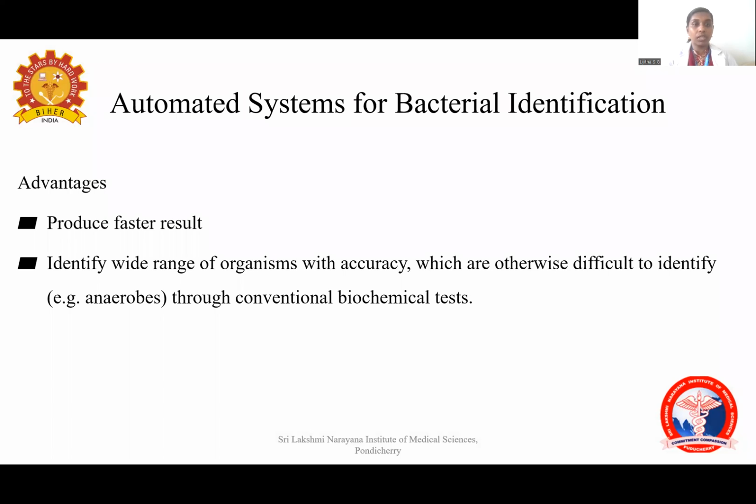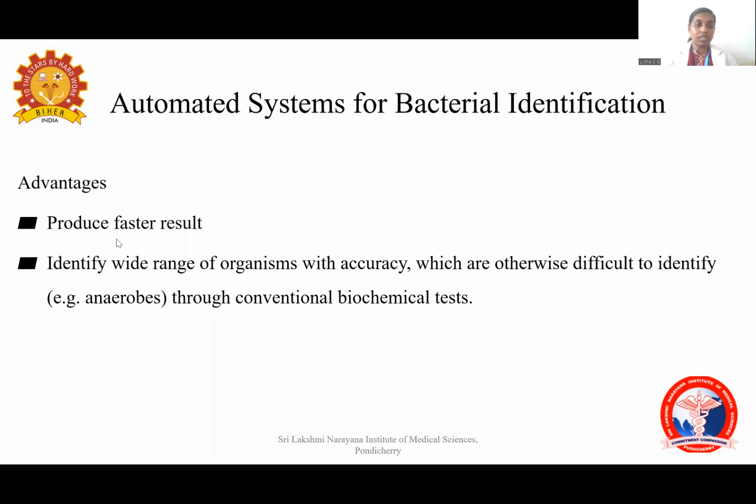For conventional methods, we need to perform the biochemical test, and only the next day morning are we reading the reaction. So we get a colony of the bacteria on the culture media and do the biochemical test. Again, one more day is needed for identifying the bacteria. But in automated systems, the result is faster. Once you get a colony, you can prepare a suspension based on the manufacturer's instructions and load it in the machine, and the machine will give the result within that day itself. That is how automated systems work.